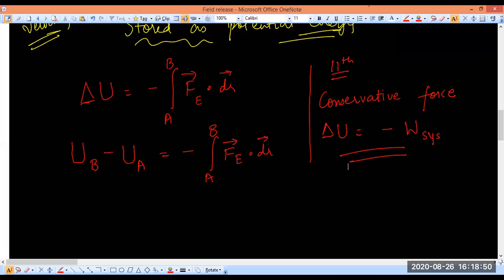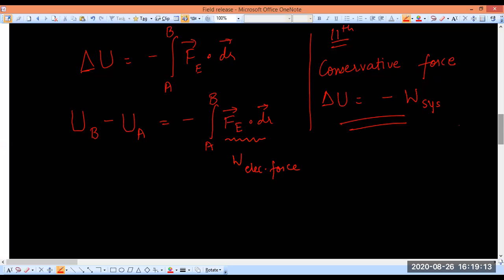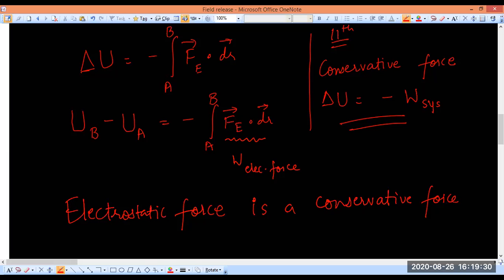Right. So now, if we look at this relation, we have a similar relation, right? Fe vector dot dr vector means work done by the electric force. So because we are getting a similar relation for conservative force as we are getting here, this definitely means that electrostatic force, or Coulombian force, is a conservative force. Because we are getting a similar relation, we can conclude that electrostatic force is a conservative force, and that's not a surprise, right?